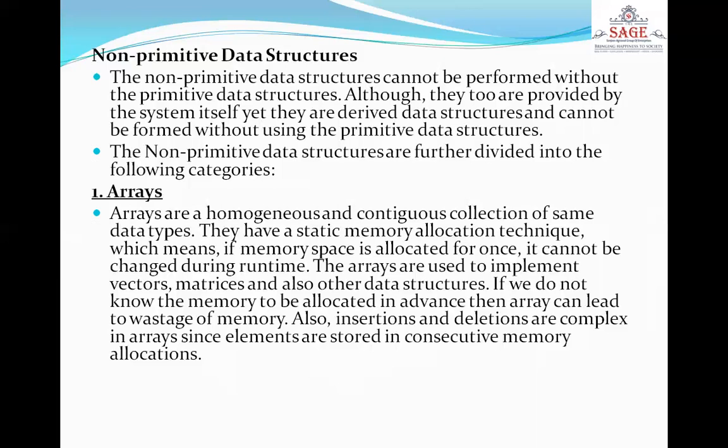First is array. Arrays are a homogeneous and contiguous collection of the same data type. They have a static memory allocation technique, which means if memory space is allocated once, it cannot be changed during runtime. Arrays are used to implement vectors, matrices, and also other data structures if we know the memory to be allocated in advance. Otherwise, array can lead to wastage of memory.